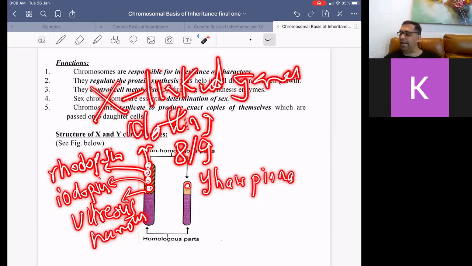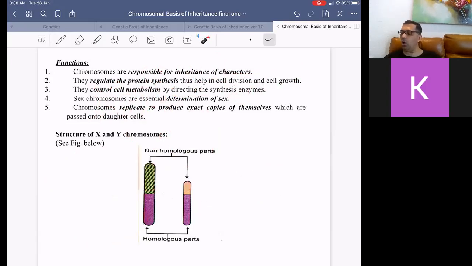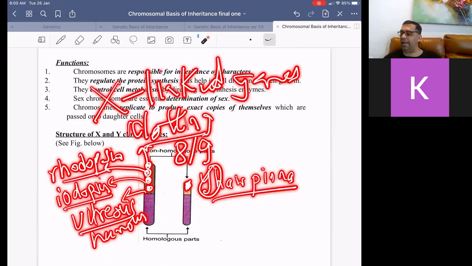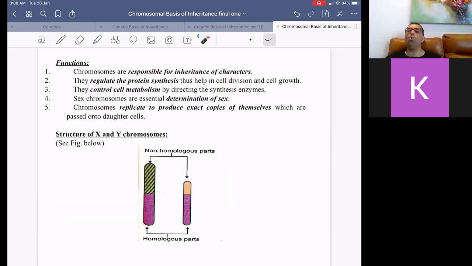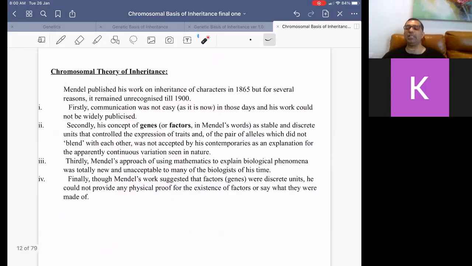So genes for hairy pinna is a Y-linked gene found on the non-homologous part of the Y chromosome. Gene for vitreous humor, iodopsin, rhodopsin, clotting factor 8 or 9 are found on the non-homologous part of the X chromosome and are called as X-linked genes. So we will now go into the disorders very soon regarding these parts.